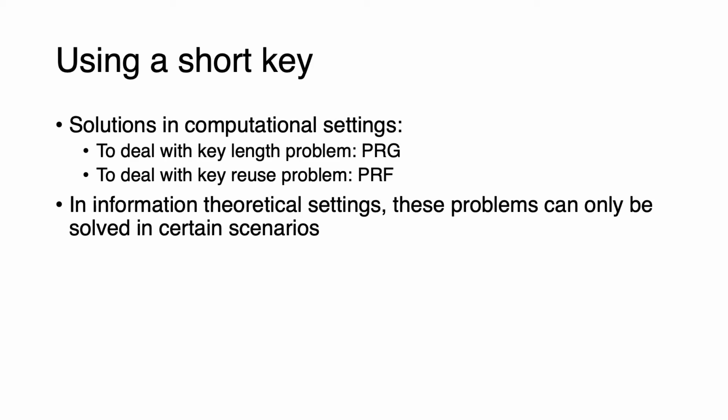In order to overcome these two problems, researchers have been working on more practical security notions. One of the most important branches of work is computational security, where the attacker is assumed to be polynomially bounded. Solutions to the key problems become simple in computational settings. For example, we can use a pseudo-random generator to stretch a short key into a long one, and we can use a pseudo-random function to encrypt multiple messages with the same key.